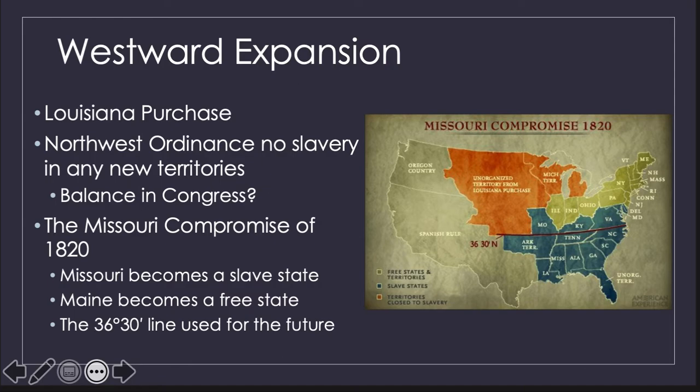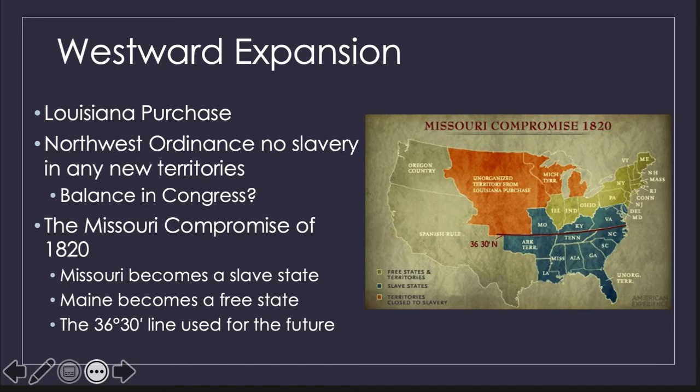But if we use the Northwest Ordinance for the Louisiana Territory and any other territory we got after that, the balance in Congress between the free and the slave representatives from each state would be very upset, because all land forever would be all free territories. And it would be very easy to get those representatives to pass a law to get rid of slavery. So that just couldn't happen. So we're going to see our first compromise with westward expansion be the Missouri Compromise of 1820.